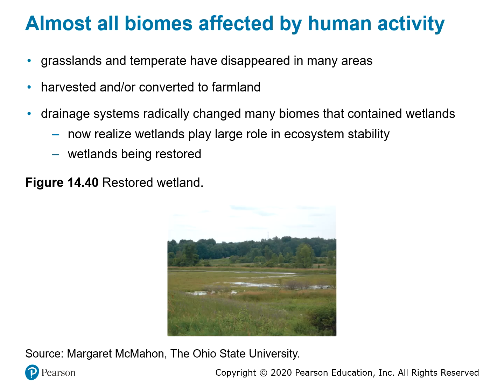Almost all biomes have been affected by human activity. Grasslands and temperate forests in particular have been harvested and converted to farmland in many regions. Drainage systems have radically changed the biomes that once contained wetlands. We now recognize that wetlands are crucial to the ecosystem's stability by buffering floods, filtering water, and providing habitat. As a result, wetland restoration is increasingly common within the agricultural landscape.